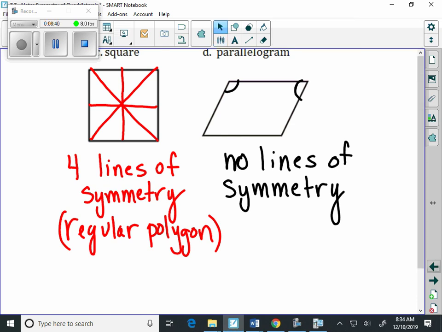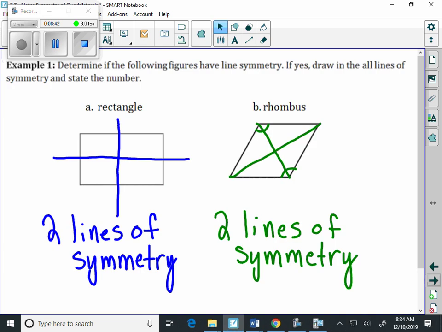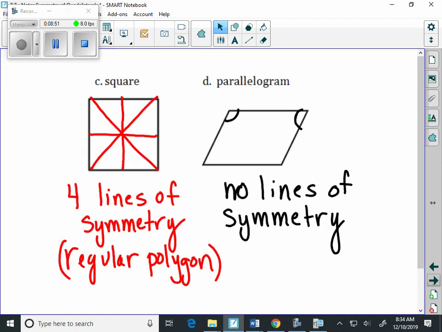So again, just to refresh our memory, a rectangle is always going to have two lines of symmetry. A rhombus, always going to have two lines of symmetry. A square, always going to have four lines of symmetry. And a normal parallelogram is going to have no lines of symmetry every single time.